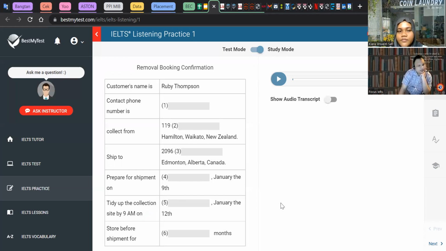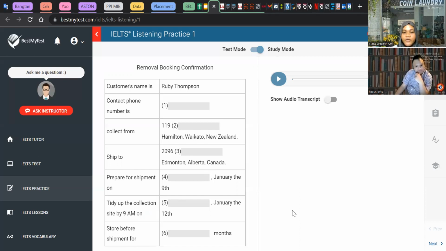Tidy up the collection site, meaning you have to clean up, making sure everything is neat. Okay, yeah. And what about this one? You have to save. No, you place. I don't know. What does it mean actually?